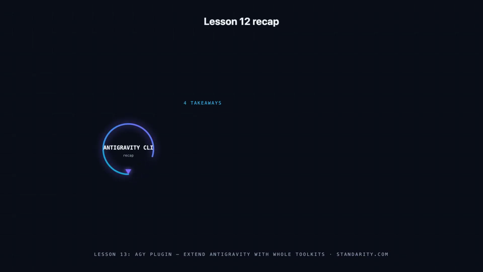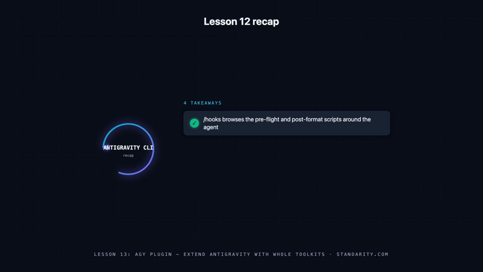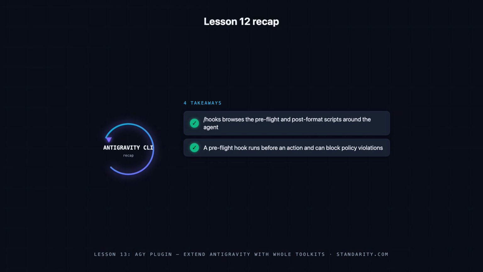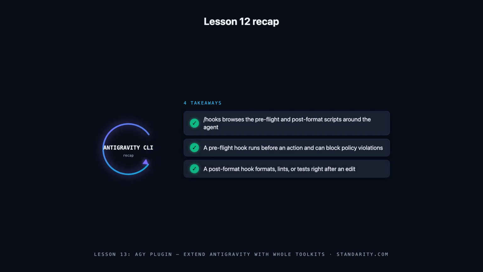Here's what to keep from this lesson. The Hooks command browses the pre-flight and post-format scripts that run automatically around the agent's actions. Before an action runs, a pre-flight hook can block anything that breaks your policy. A formatting hook runs after edits to format, lint, or test, catching problems the moment they appear.